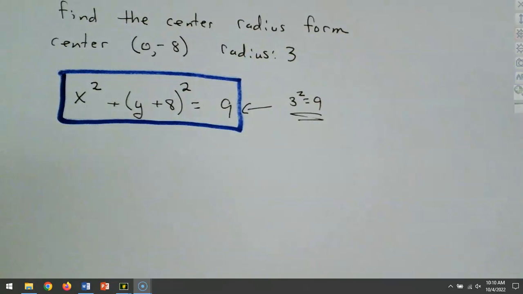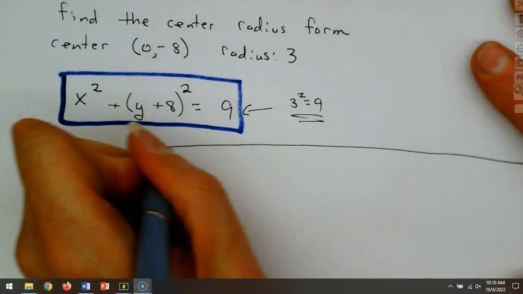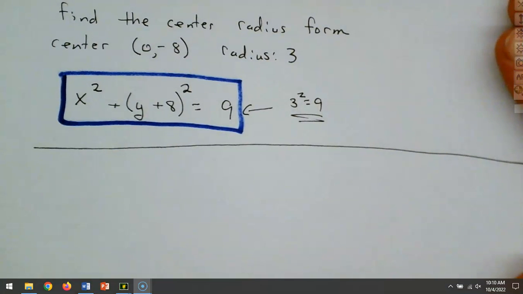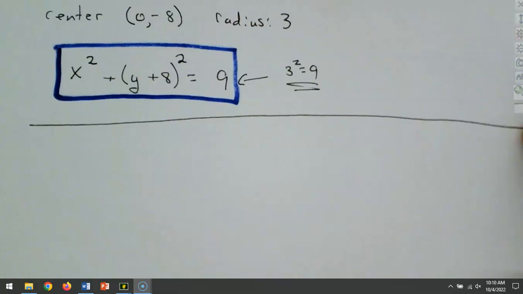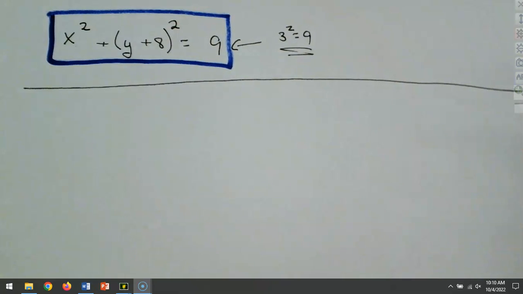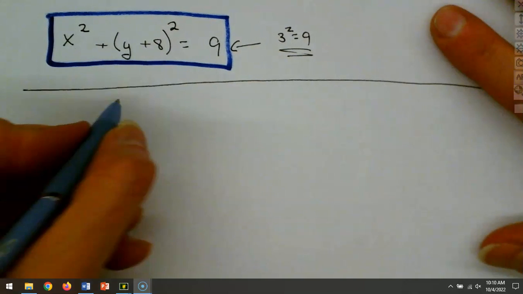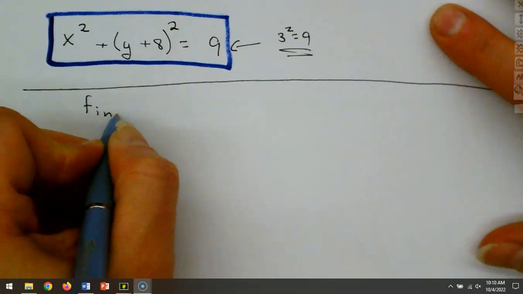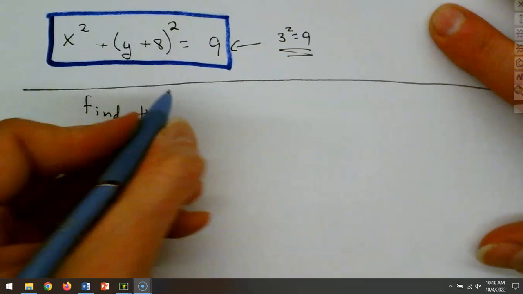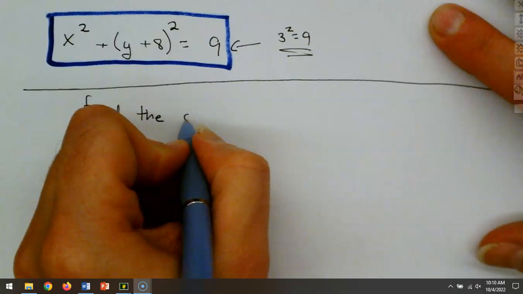What I'm going to do next is I'm going to give you a circle, and you're going to use this circle to find the center and the radius, and we're going to write our answer in center radius form. So we're going to find now the center radius form.